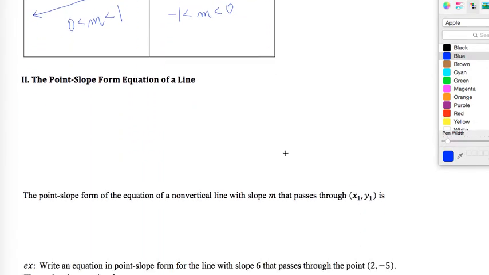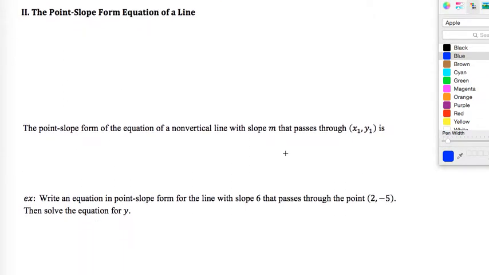Okay, there's two forms for the equation of a line. There's point slope form and slope-intercept form. Those are the two useful forms anyways. This form is one that you'll use a lot more in calculus. So it is y minus y1 equals the slope m times x minus x1, where x1, y1 is any point on the line.